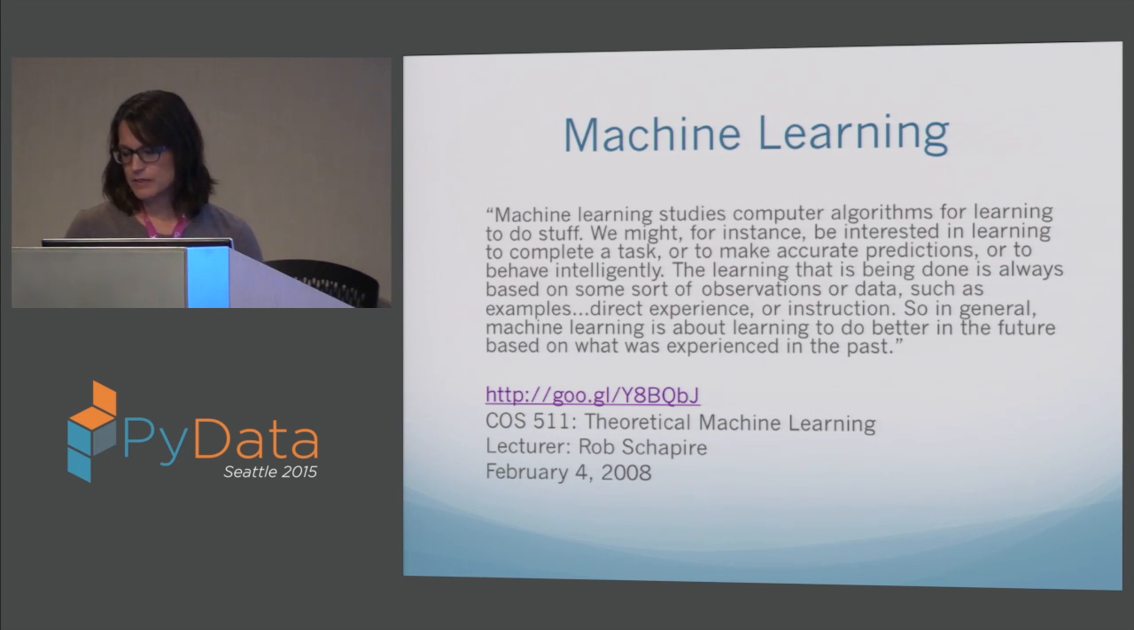We might, for instance, be interested in learning to complete a task or make accurate predictions or behave intelligently. The learning that is being done is always based on some sort of observations or data, such as examples, direct experience, or instruction. So in general, machine learning is about learning to do better in the future based on what we experienced in the past. And so the main point is, you're trying to automate decision-making with computers.